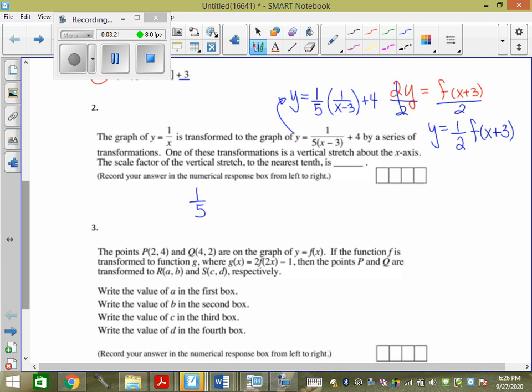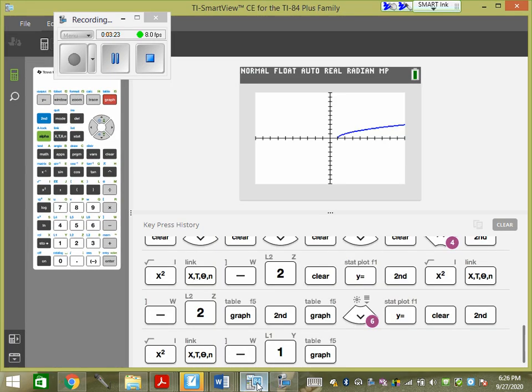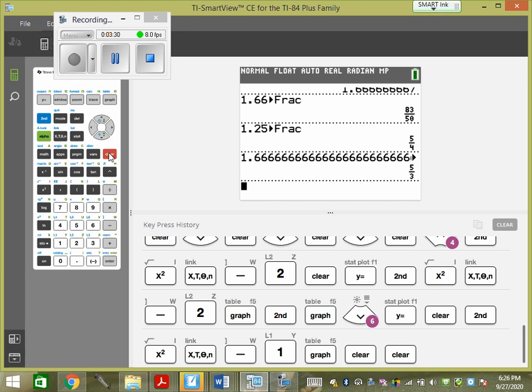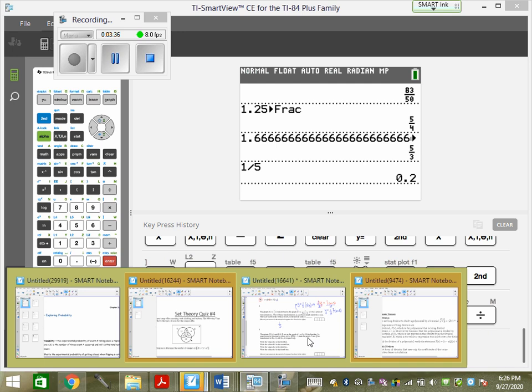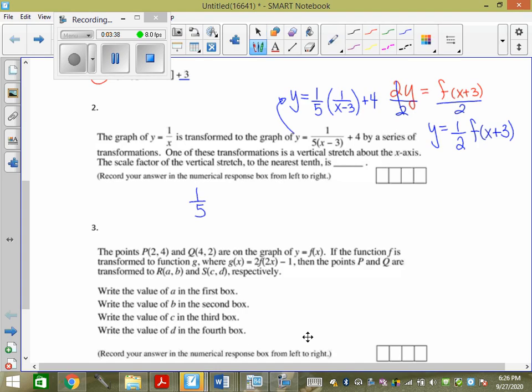Except it says to the nearest tenth. So we go to our calculator, and I go 1 divided by 5. Boom, 0.2. That's my answer. It's to the nearest tenth. 10 has how many zeros? 1. So the tenth has 1 decimal place. So it was 0.2. You always fill in left to right.